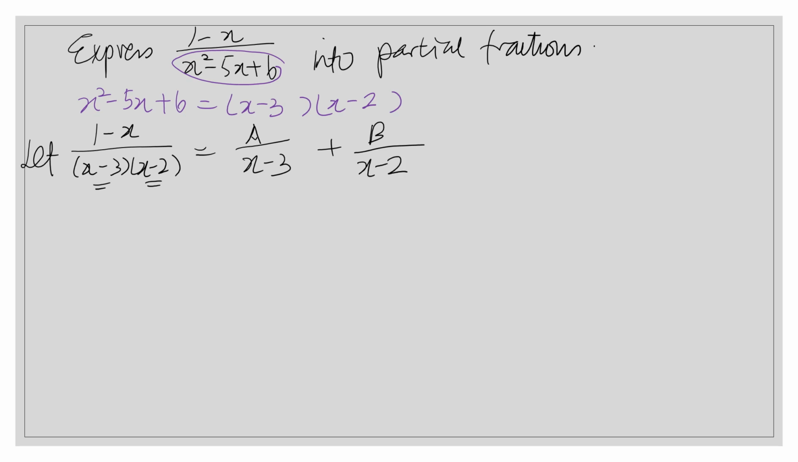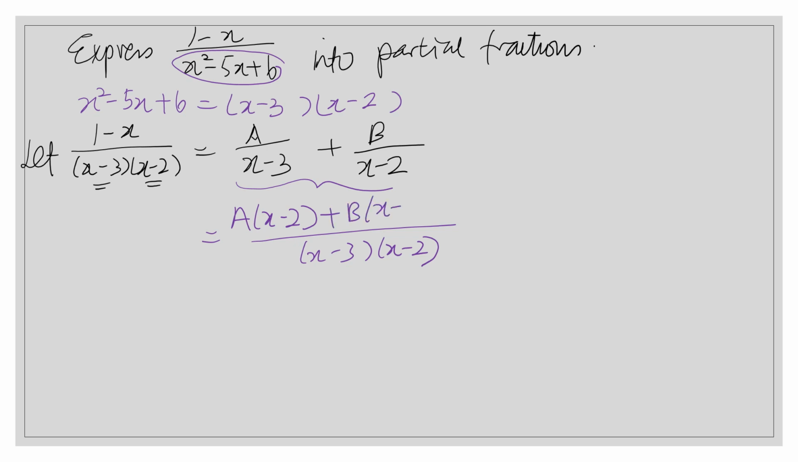Alright, so with these two fractions, we're going to combine them back into a single fraction. And we're going to find the unknowns a and b. So how do we do it? Now you see that the denominators are the same, so now we can compare the numerators. There are two unknowns, a and b, so we're going to use the substitution method to eliminate one of them.